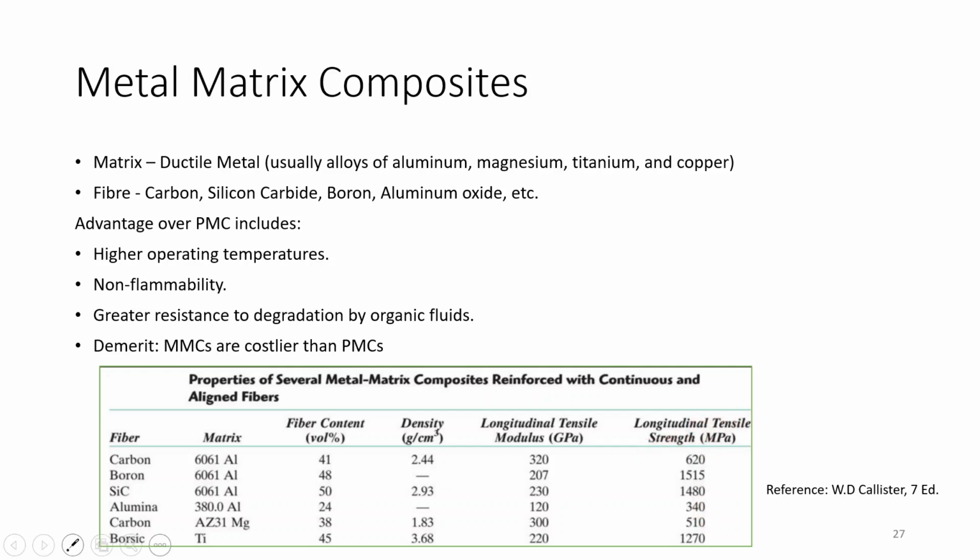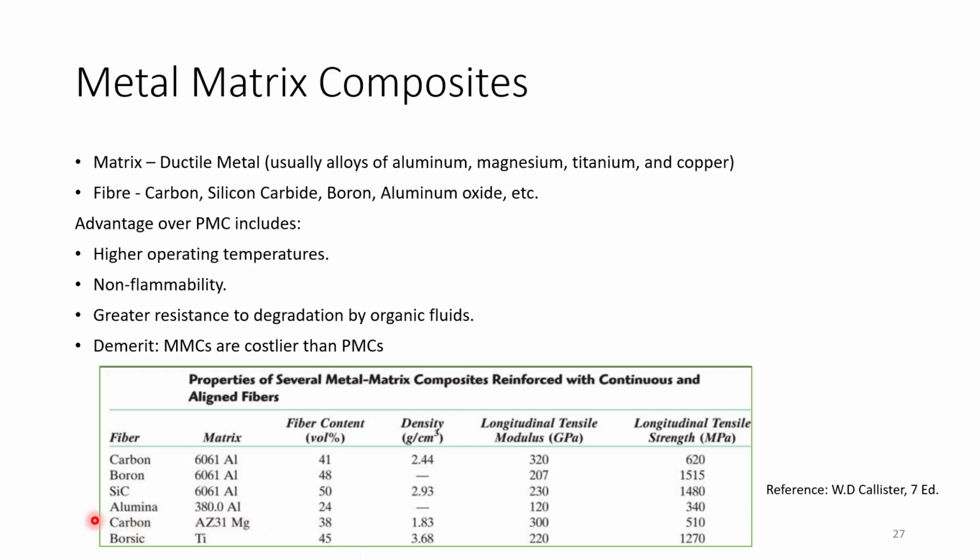For carbon, in case of magnesium alloy AZ31, you will be having 38 volume percent of fiber content. For this you will be having density very low compared to aluminum alloys, 1.83, and the longitudinal tensile modulus will be 300, which is very high compared to these ones, and 510 MPa will be tensile strength.